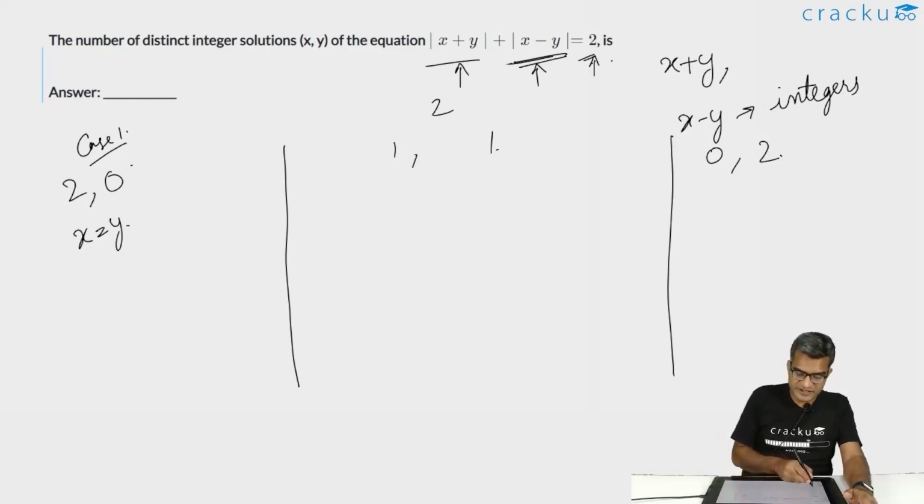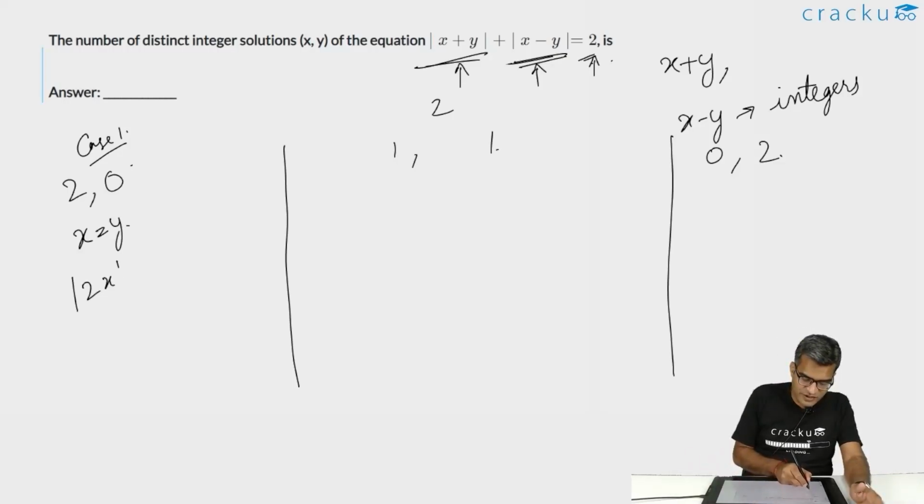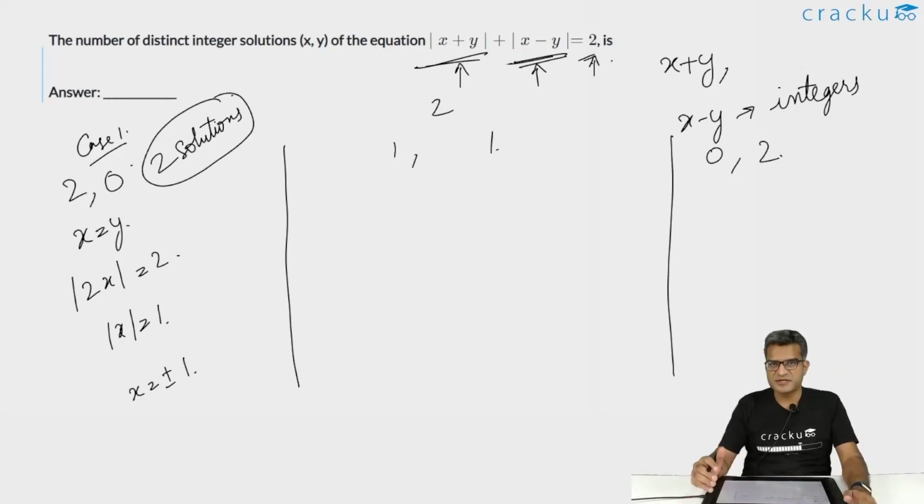This would therefore imply that from the first case, because we want modulus of x plus y to be equal to 2, it would imply that modulus of 2x is 2 or modulus of x is 1. So x is either plus or minus 1. So here we have two solutions. Either x is 1, then y also will be 1, or x is minus 1, then y also is minus 1.